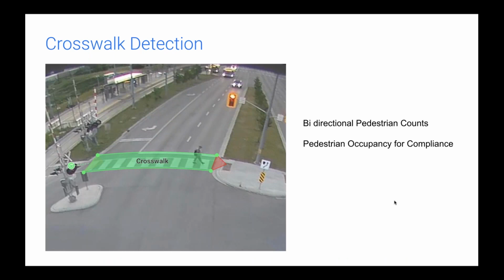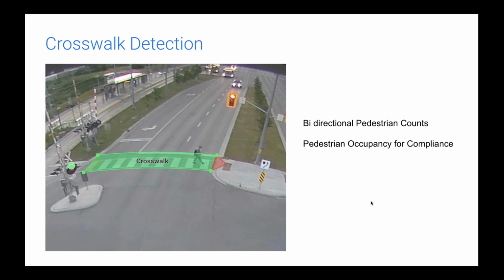With our platform and its capability for multimodal detection, it's also looking for pedestrians. So you can set up crosswalks within the platform. We do give you bidirectional pedestrian counts, or bidirectional pedestrian counts. I apologize. And the nice part is it's both doing counts and it's also looking for pedestrian occupancy.